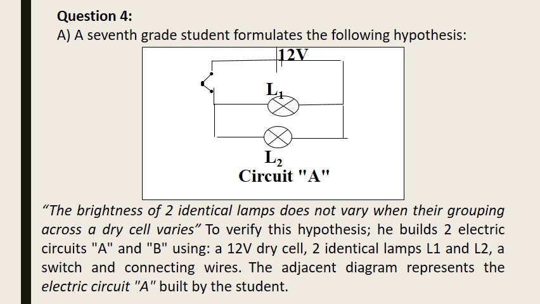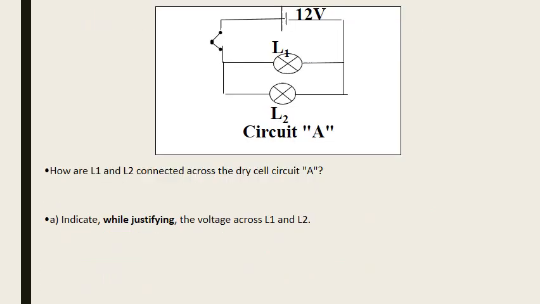Question 4 says, a 7th grade student formulates the following hypothesis. The brightness of two identical lamps does not vary when their grouping across a dry cell varies. To verify this hypothesis, he builds two electric circuits A and B using a 12-volt dry cell, two identical lamps L1 and L2, a switch and connecting wires. The adjacent diagram represents the electric circuit A built by the student. How are L1 and L2 connected across the dry cell in circuit A?